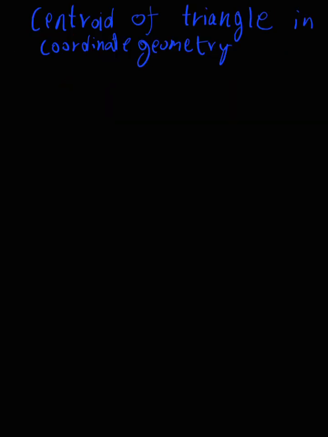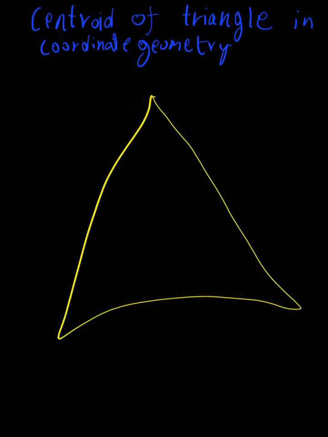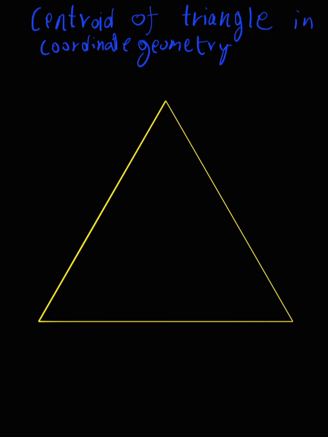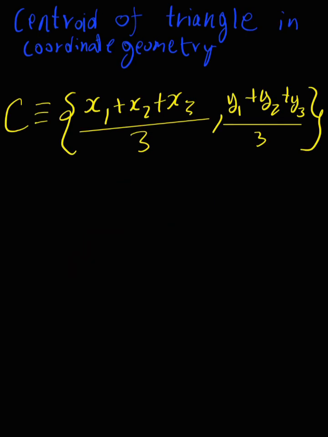So what does the term centroid of a triangle mean? Let's say you have this triangle, all right, and I ask you, what is its center? The center of a triangle is known as the centroid. Okay, that's the simple definition for the centroid of a triangle. Now, if we want to find out the coordinates of this centroid, we can do that extremely easily. So this is the formula to find the centroid of any triangle.